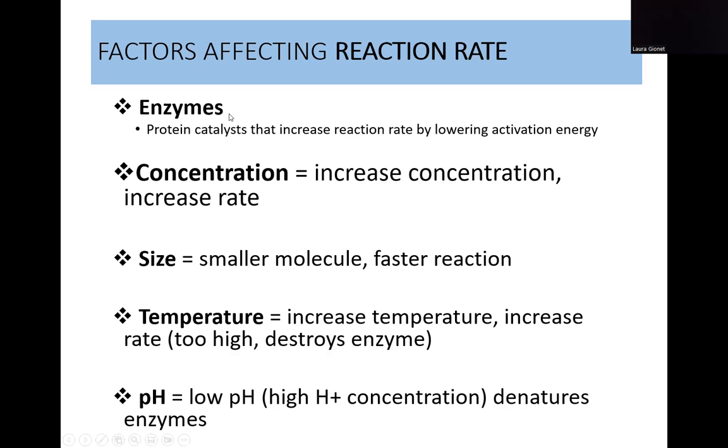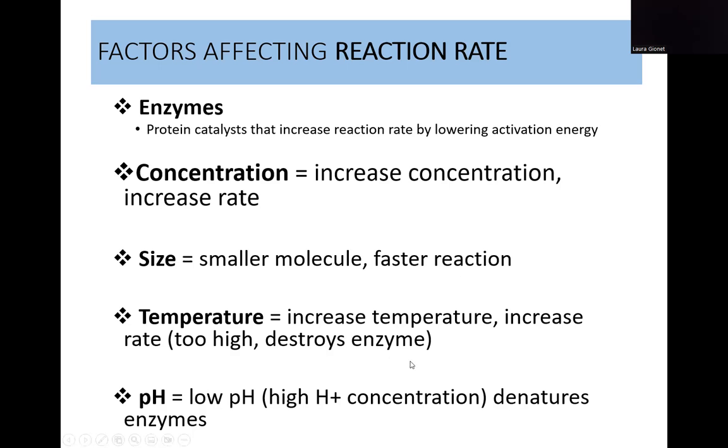So enzymes bring stuff together. I'll show you what it looks like when we get to the proteins. That increases your chemical reactions. The concentration, the more you have of each substance, the faster you can produce a product. The size: the smaller they are, the easier they are to move around, so you can produce a product more quickly.